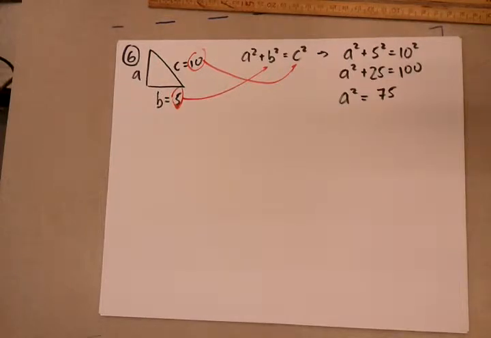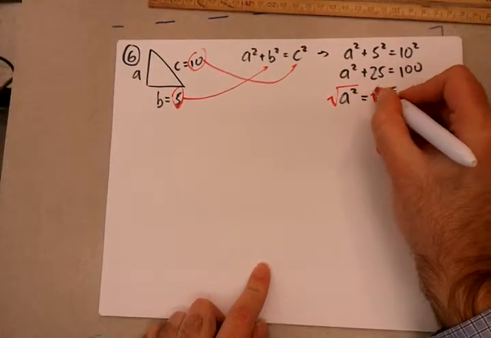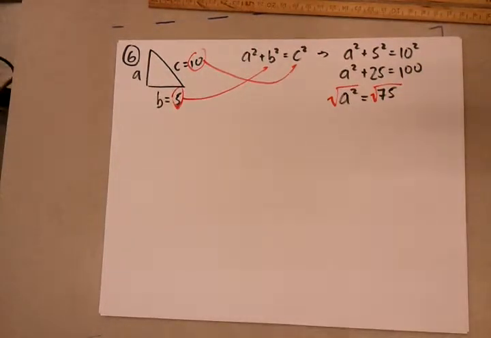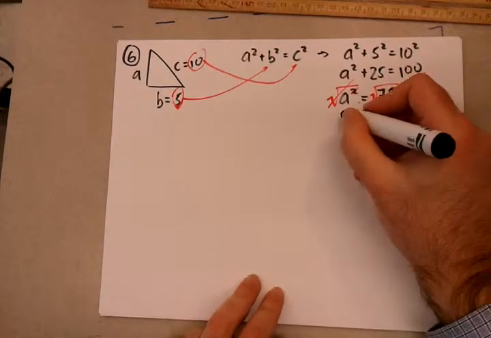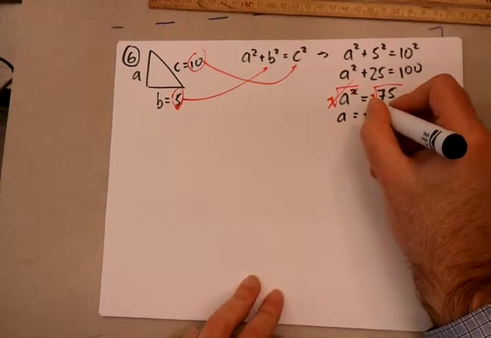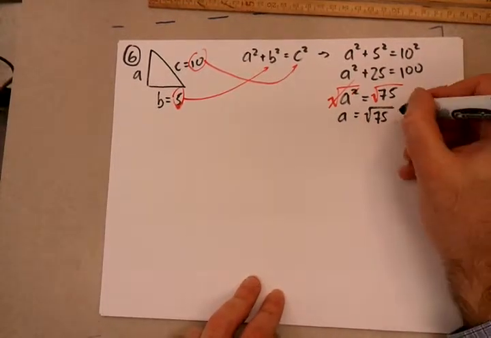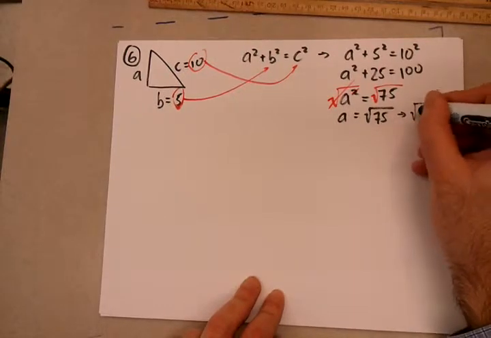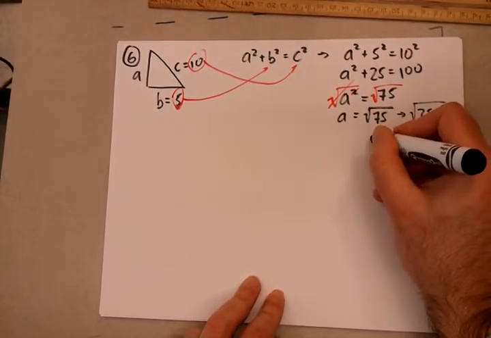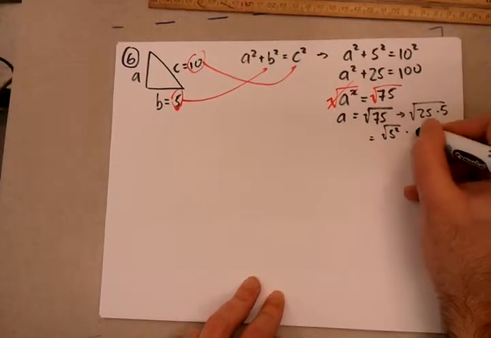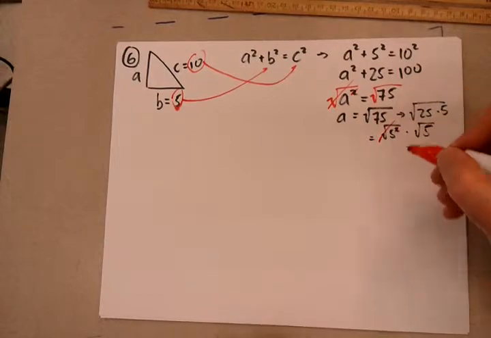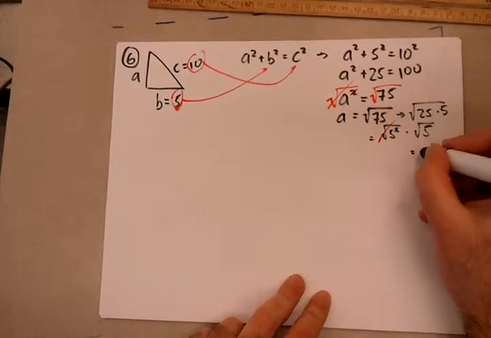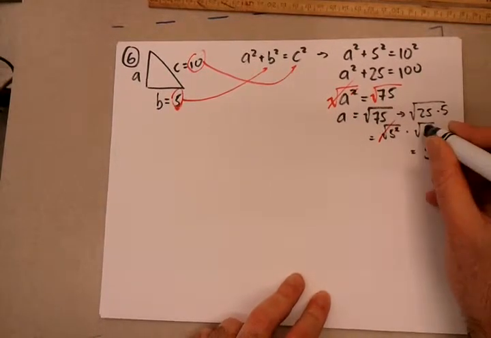Again, to get rid of that power of 2 on the A, you square root both sides. You square root the A squared to get rid of the power of 2, and you have to balance out the equation by doing it to both sides. So that gets rid of the power of 2 and the root for the A. So A equals root 75. And you have to remember that this is not the simplest form, because 75 is made of 25 times 5, which is the same as root 5 squared times root 5. And just like before, you can cancel out the root with its power of 2. So the final answer to this problem is 5 root 5.